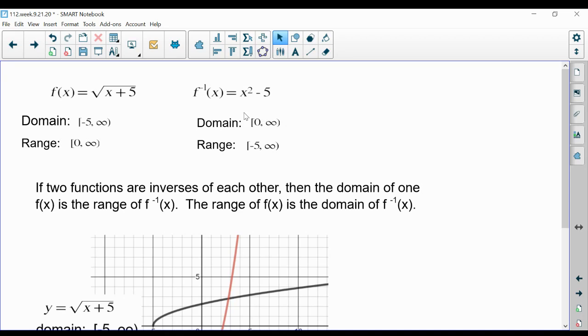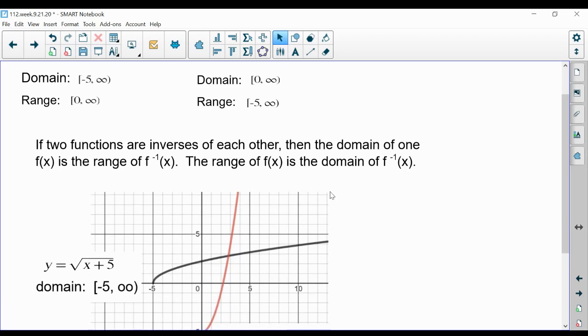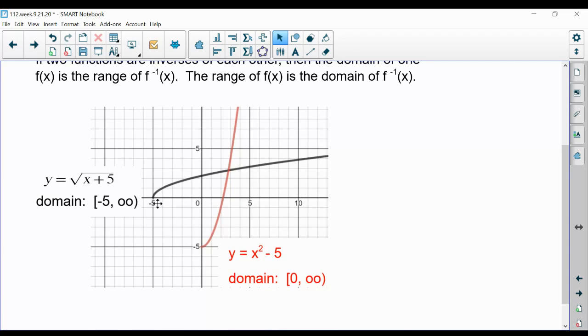And this is how we restrict the domain, allow it to still be a function and have it be an inverse function of something else. And here's what those graphs look like. So the square root function, square root of x plus 5, has a domain of negative 5 to infinity. And the parabola, only half of the parabola is existing here, x squared minus 5. Its domain is from 0 to infinity. But notice, the domain of this red one is 0 to infinity. That is precisely the range of radical x plus 5. And the range of radical x plus 5 is from 0 to infinity. That's the domain of this.